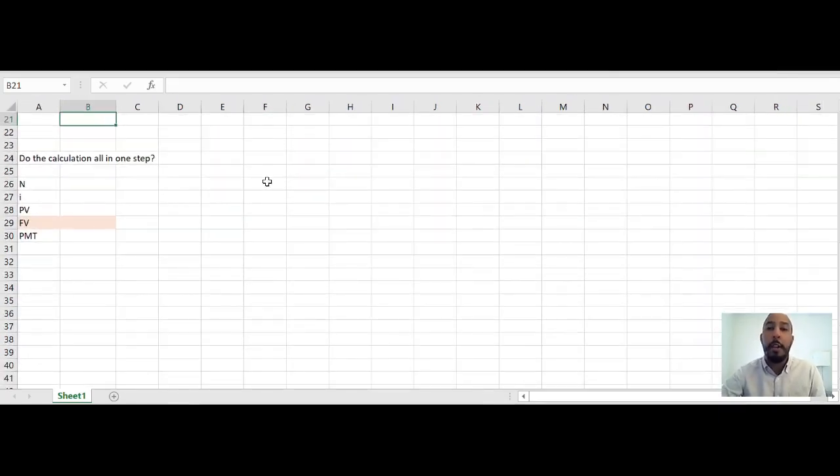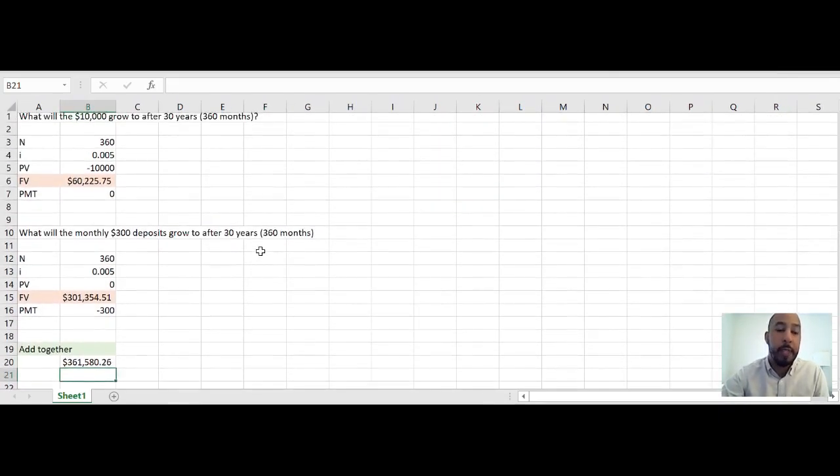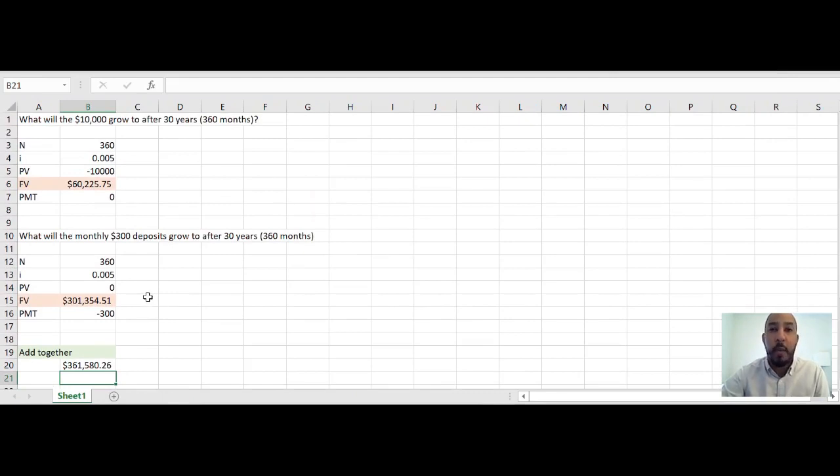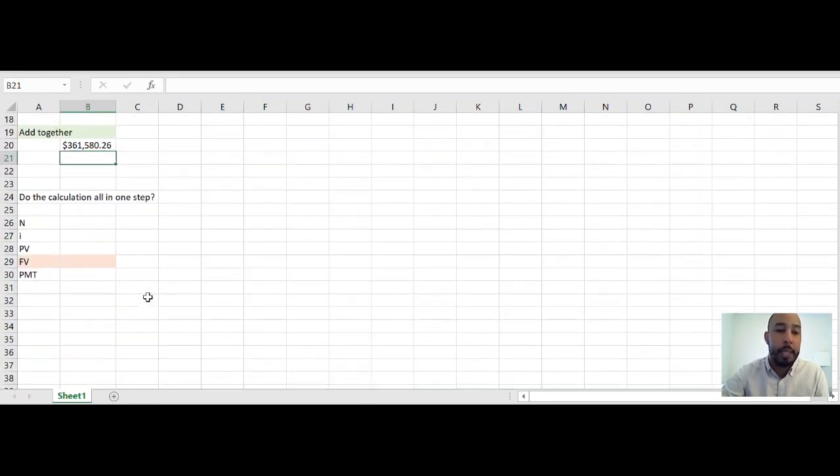Lastly, we can do it all in one step. We broke this up into two parts, Part A and Part B, but we can actually do it all in one step. So let me do that here. We'll have the same variables that we started with. 360 is our N, so we're investing for a total of 360 months. Our I will be 0.5%, so 0.005. We can say our PV, what we're starting with today, is $10,000, so I'll put negative 10,000 in for PV.